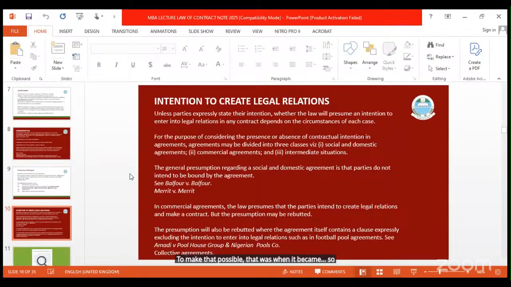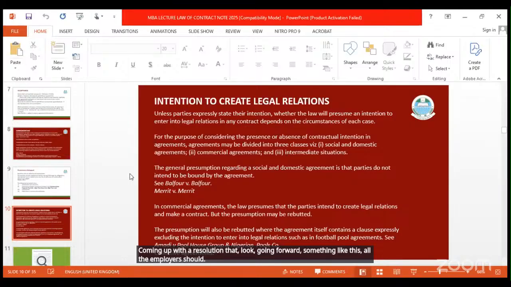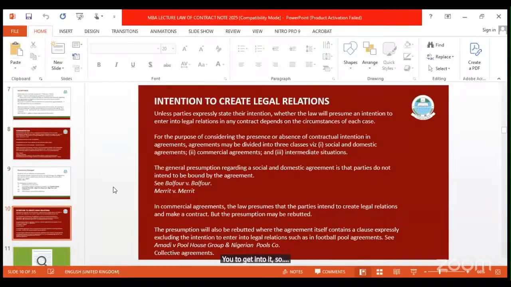Even in the private sector, a collective agreement is not binding until the employer, either by way of writing a memo or coming up with a resolution, says that going forward, all the employees should enjoy XYZ. Other than that, that agreement per se, even though it's a commercial setting, is not binding until you integrate it. So these are intermediate ones in between. They're all a question of facts and circumstances, but just to let you know that they are all presumptions, and each of the presumptions is rebuttable.